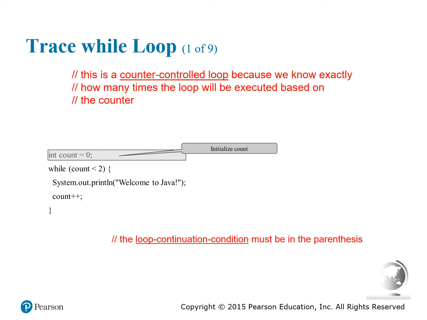Consider the program segment. This while loop is a counter-controlled loop because we use a variable named count to count the number of iterations through the loop. Based on the Boolean condition, we control exactly how many times the loop will execute. Let's trace the execution of this program segment.